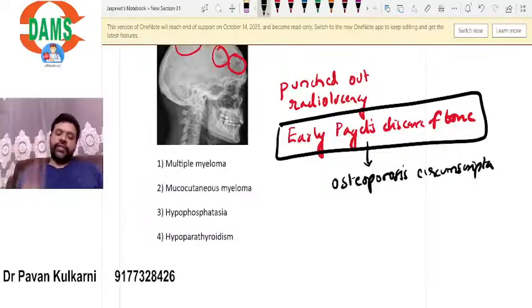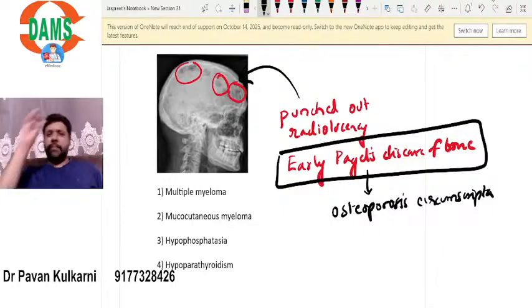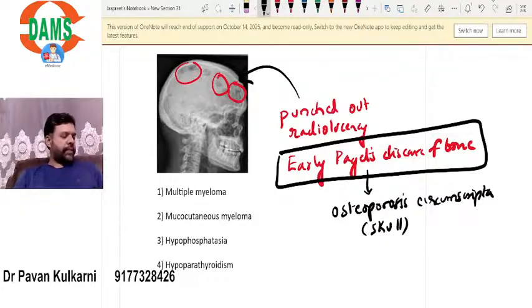There is a lot of difference. In multiple myeloma, you are going to call it as punched out radiolucencies. There also it is same, punched out radiolucencies only. But in early Paget's disease of bone, in the skull, you will see osteoporosis circumscripta. Okay, great, all of you, great.